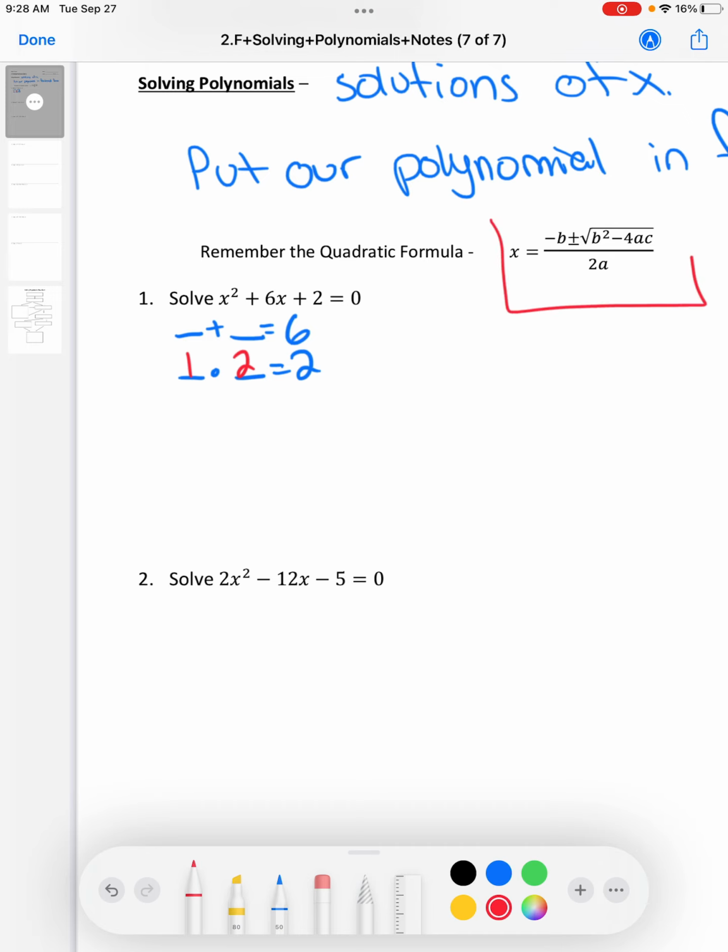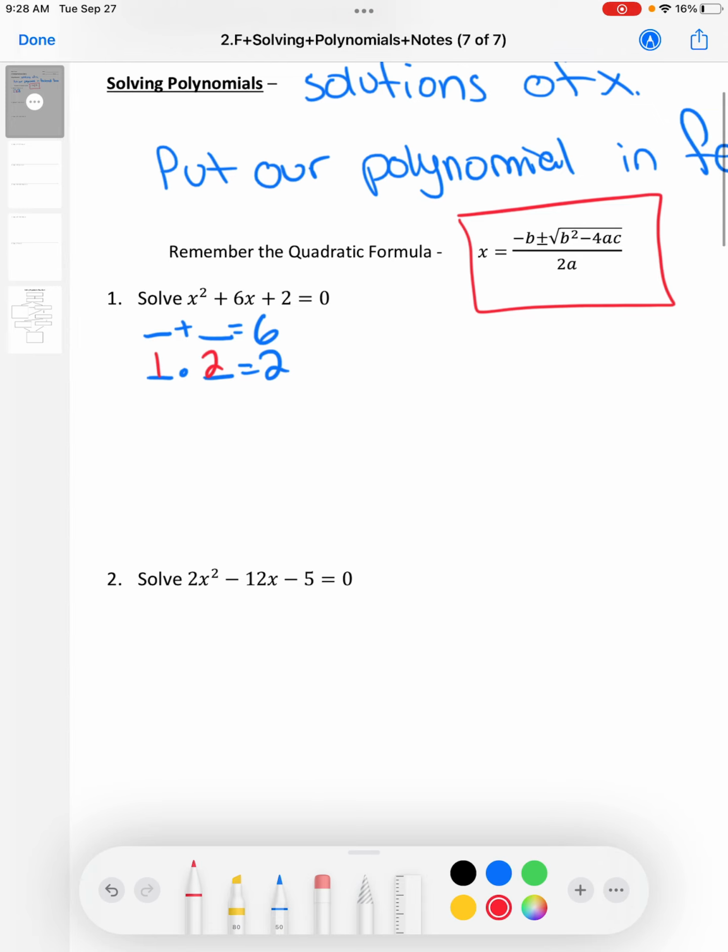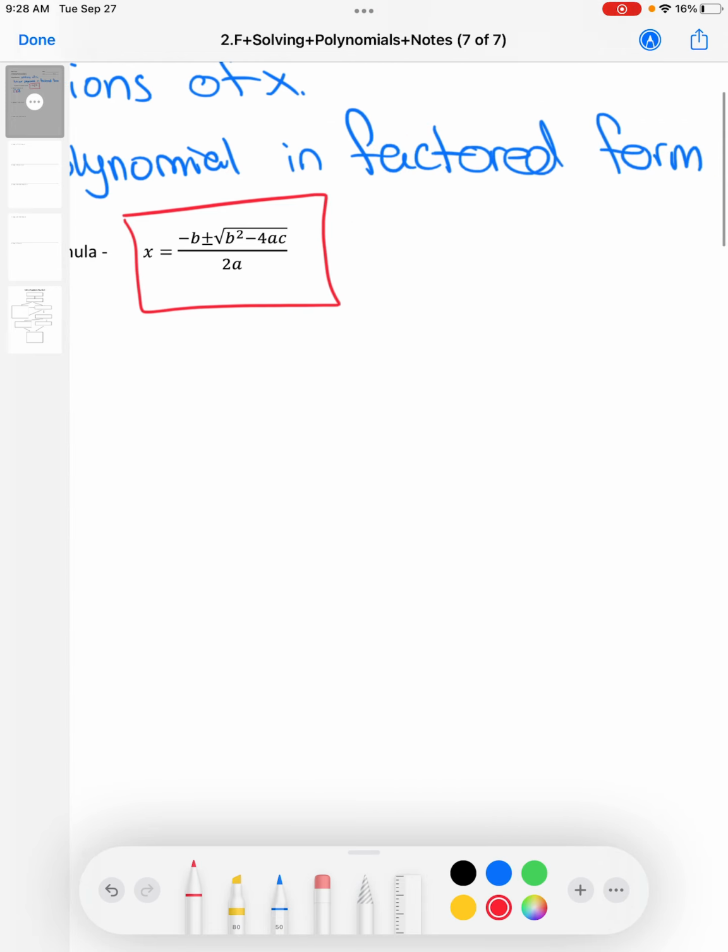Well, we solve it with the quadratic formula, okay? And so that's the quadratic formula right there. x is equal to negative b plus or minus the square root of b squared minus 4ac all over 2a. So, do we remember where a, b, and c come from?